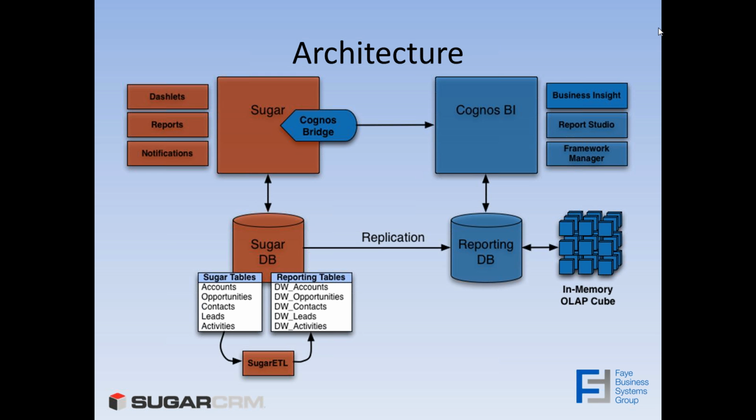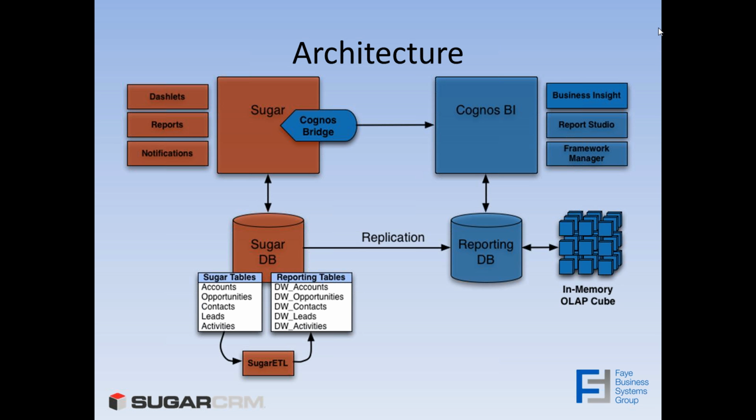So let's talk for a minute on this chart about the architecture. This just gives you a picture of the pieces that are there, so to speak. So the reddish, brownish pieces, that's Sugar itself. And then the blue pieces are the new pieces that would come as a result of Sugar Analytics. So you can see what's shown on this picture as Cognos Bridge. That's the integrated module that gives the security and the user management integration into Cognos itself. Then you have Cognos itself with its Business Insight piece, which is used for our basic reporting, Report Studio, which is really our author module, and then Framework Manager, which is our administration module.